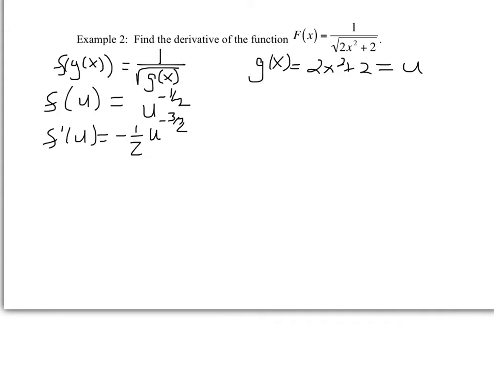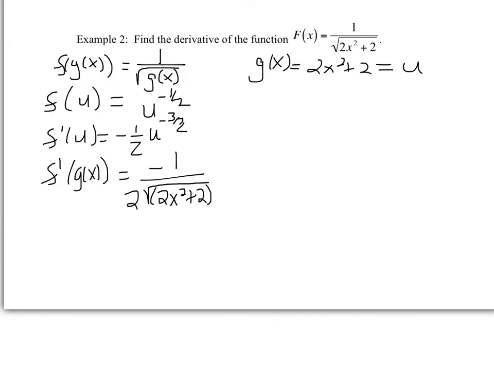Alright, now again, I don't want this in terms of u, I want this in terms of g of x. So this is going to be negative 1 for our numerator over 2, and then we have the square root, because our fraction's denominator is 2, we know it's a square root, of the quantity g of x, which is 2x squared plus 2, the whole thing cubed. So that's our f prime of g of x. But we have to multiply that by g prime of x.